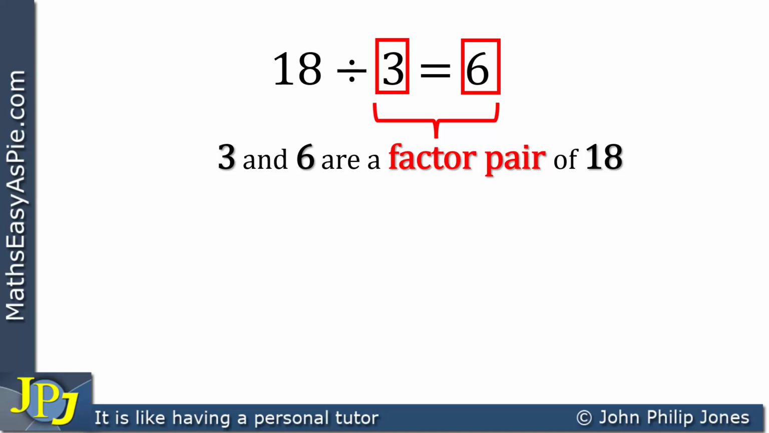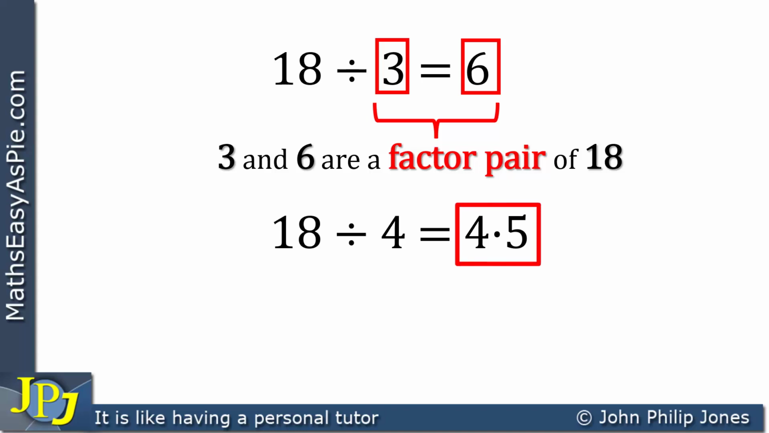So far I've divided by 1, 2 and 3. What I'm going to do next is to divide by 4, as you can see here. Now when you divide by 4, you'll note that the result is 4.5, which is not a whole number. That means that this 4 is not a factor, so it cannot be part of a factor pair.